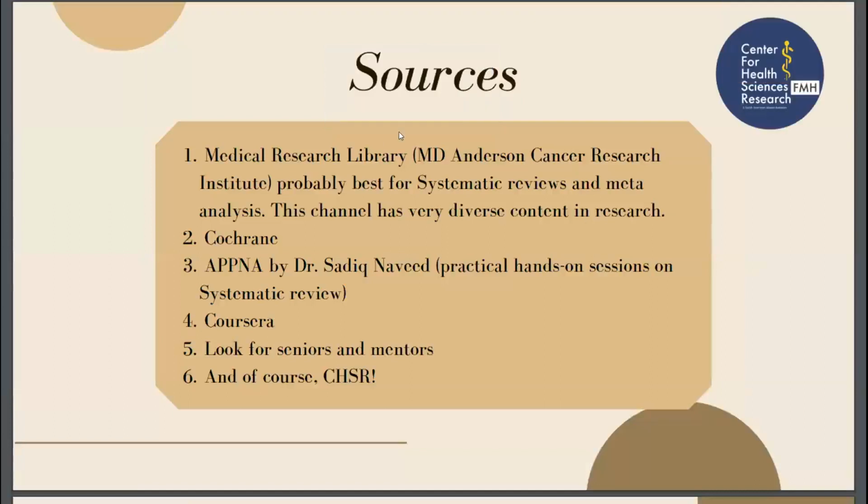So we have covered our major portion, in which we studied types of research and topic selection. Now moving towards the sources, the most primary and important one, which helps you the most, is the medical research library. This is mainly for systematic review and meta analysis. The content of this channel is very effective and understandable.